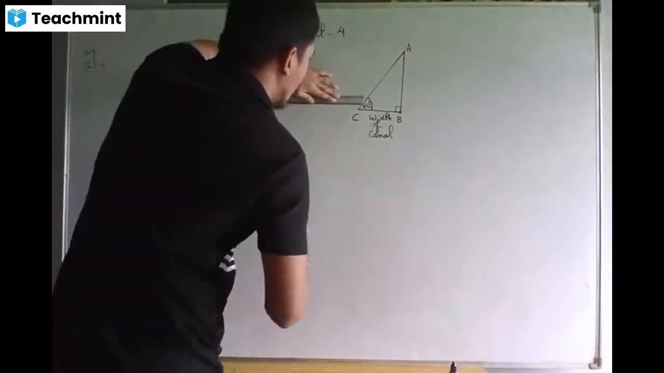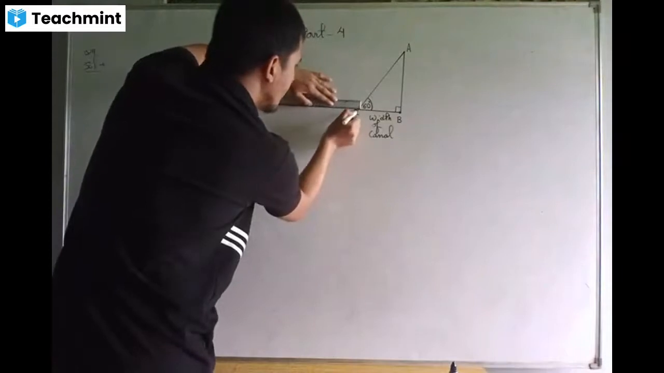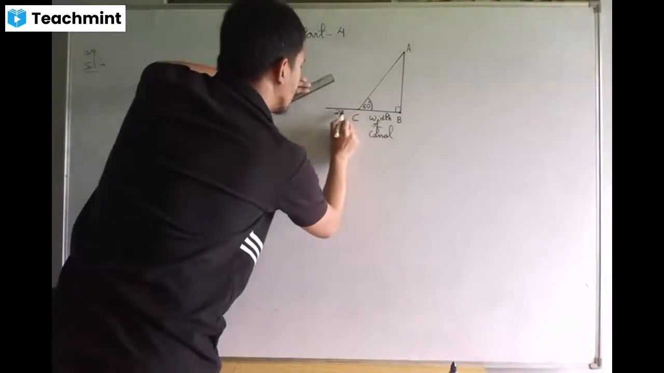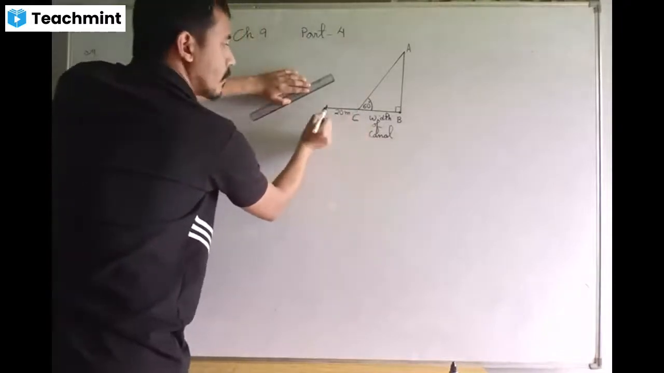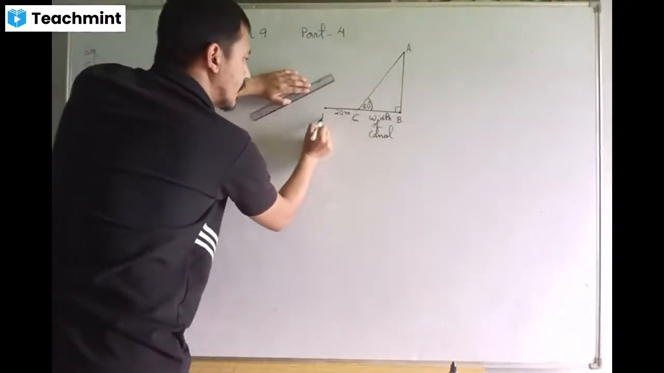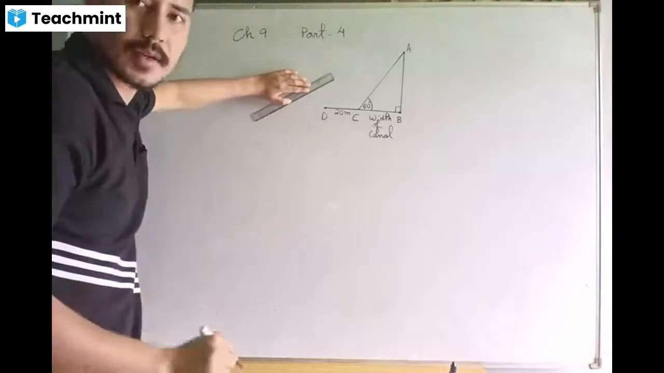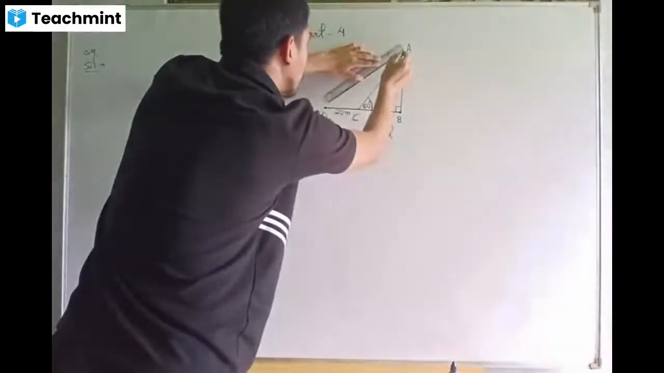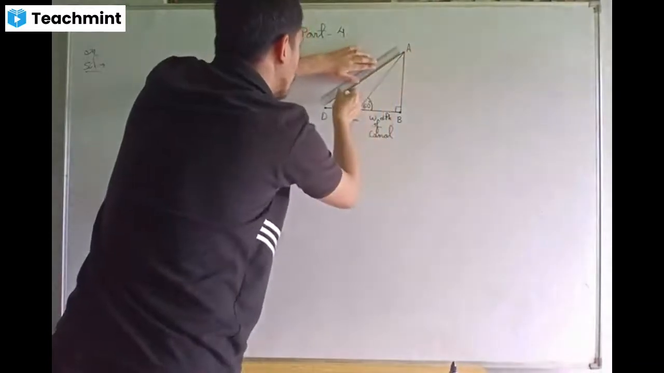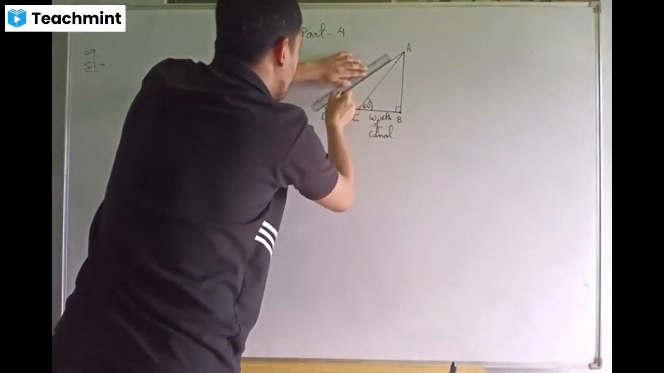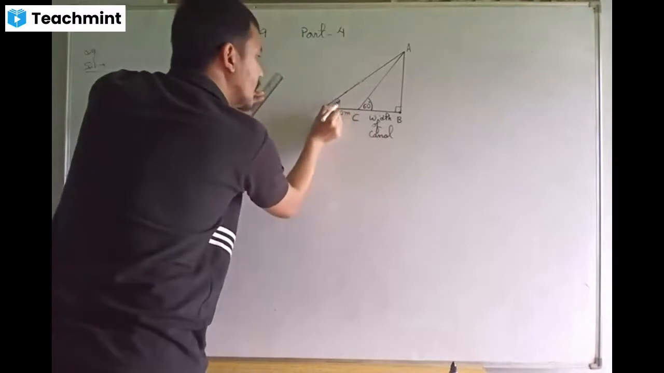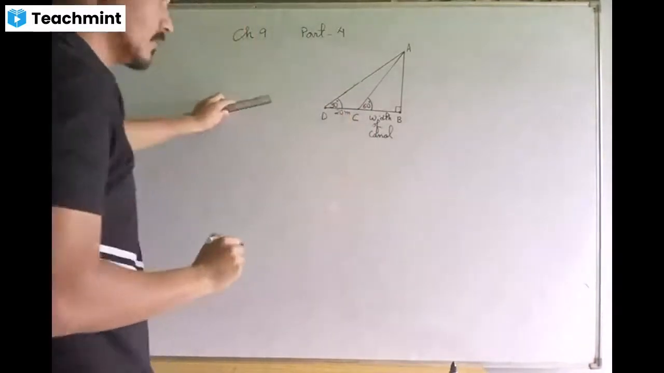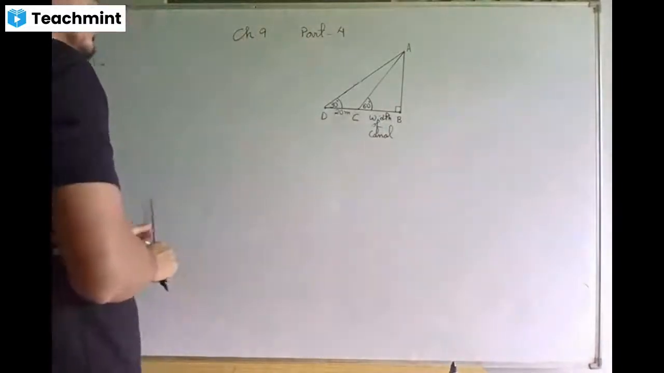Now, as you move 20 meters away from this point C, then you reach another point D, right? From this point D, when you look up at the top of the tower, the angle of elevation now decreases to 30 degrees. Is it all right? Yes.